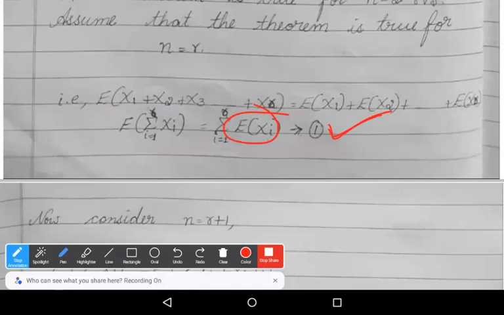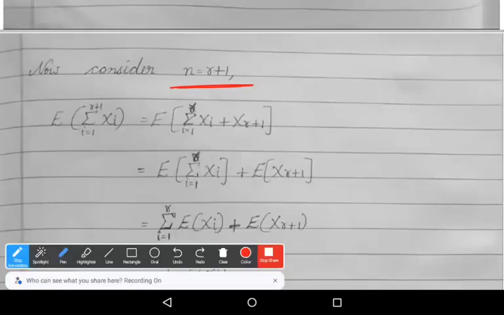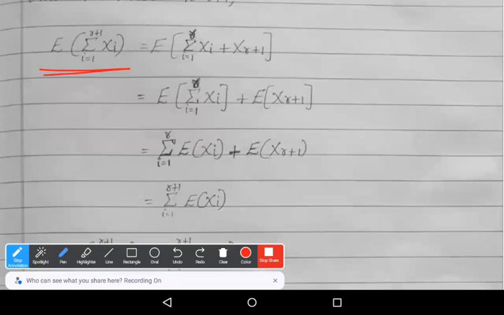According to mathematical induction, now consider n is equals to r plus 1. So if n is equals to r plus 1, then consider expectation of summation i is equals to 1 to r plus 1 xi. This summation can be written as expectation of summation i is equals to 1 to r xi plus xr plus 1.